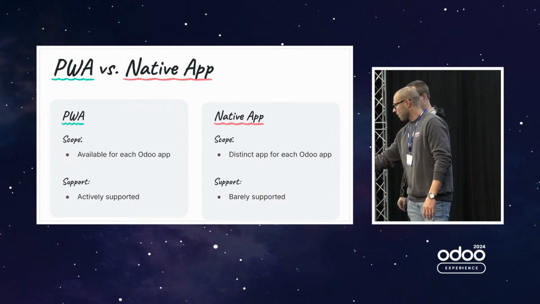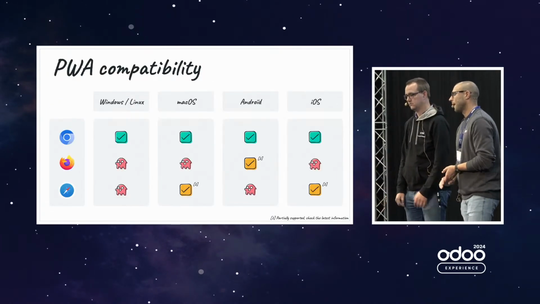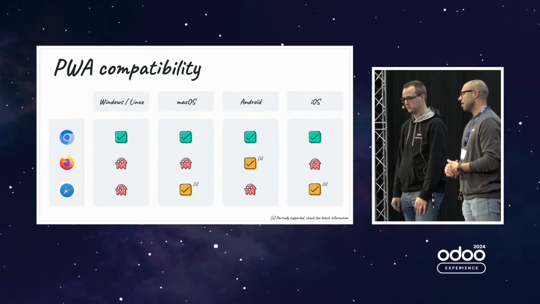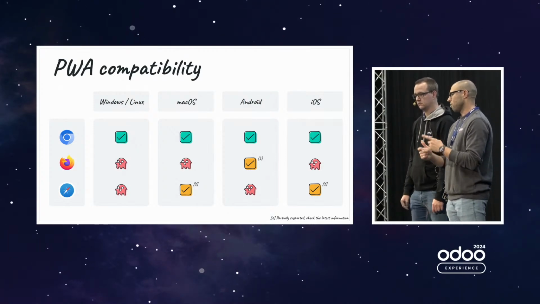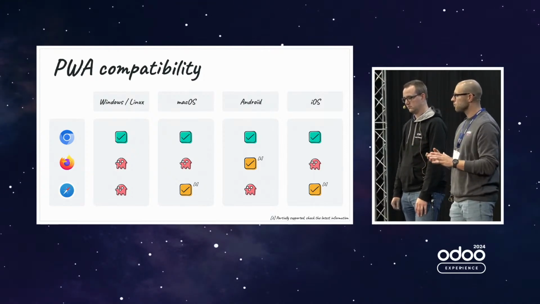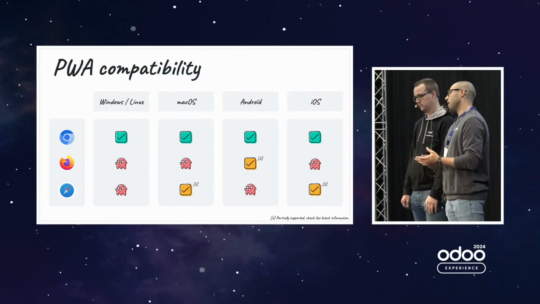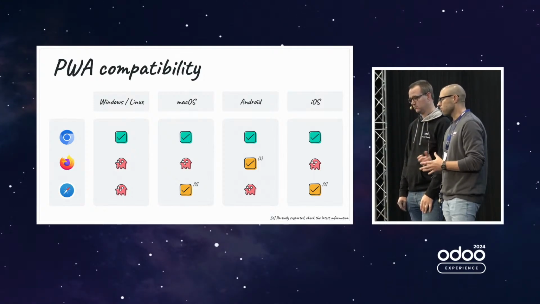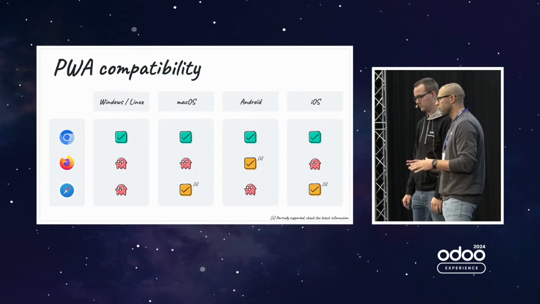Let's talk about the last point of the theory of our presentation, which is compatibility. As you can see on this slide, the web application works very well with all Chromium-based browsers: Chrome, Brave, Microsoft Edge, and Opera, for example. You can see too that on iOS it's partially compatible with Safari. The installation process is a bit more complicated than on Chrome, and there is a lack of integration with the device, like push notifications, which don't work very well.